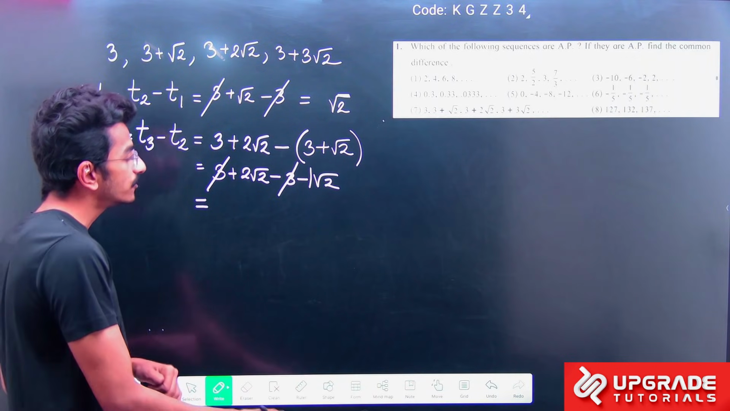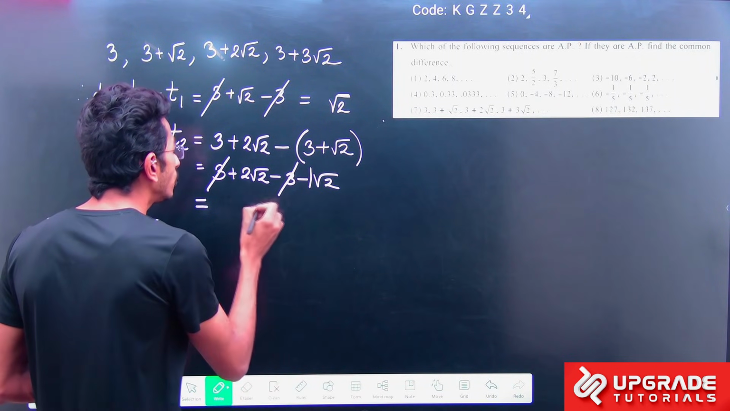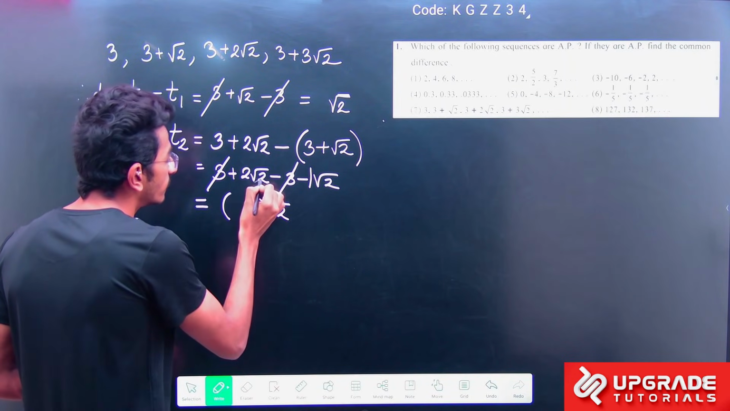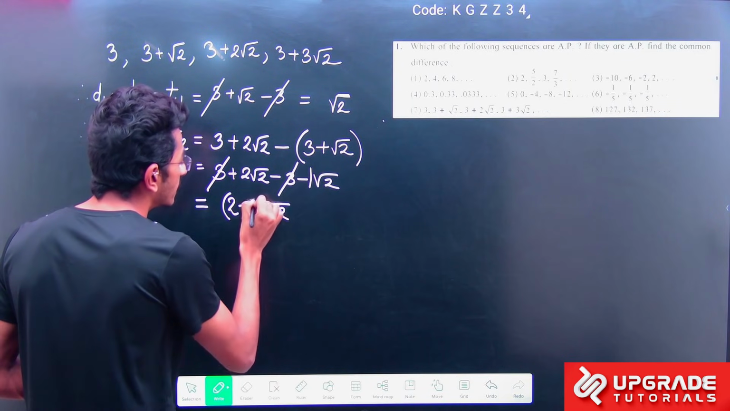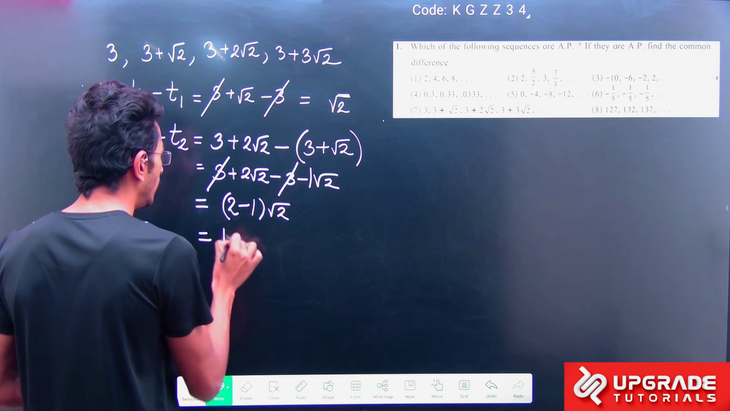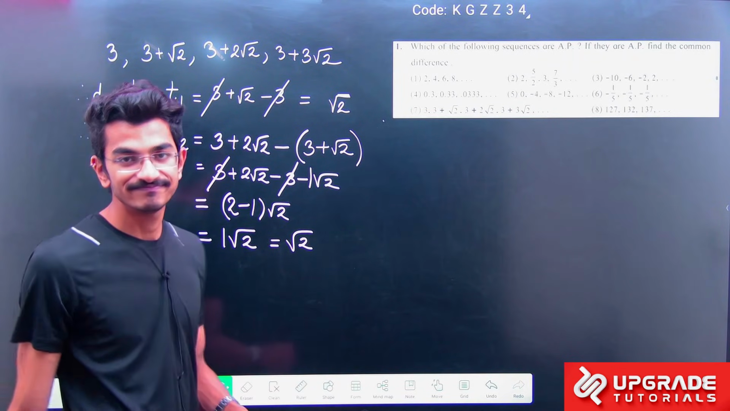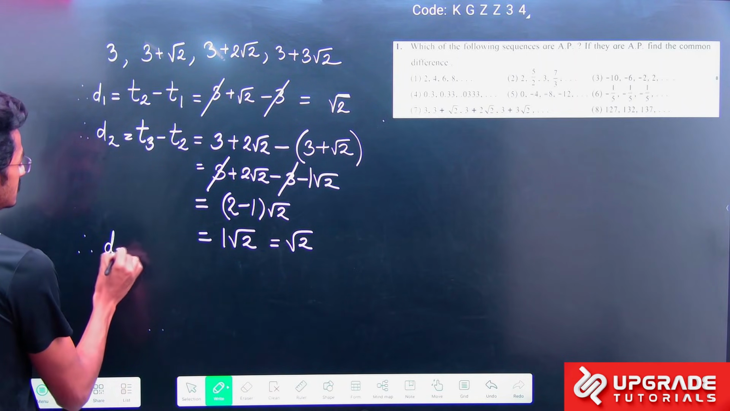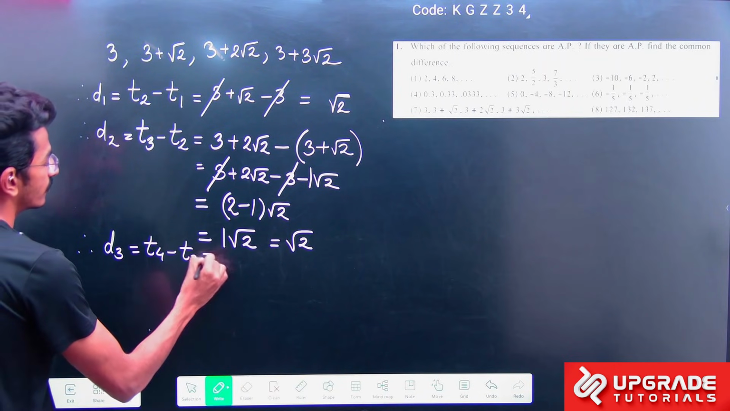Okay. So which are the root digits? Root 2. So I take common root 2. If I take root 2 common from here, the digit remaining is 2, and here it is minus 1. So 2 minus 1 is 1. 1 root 2, which is only equal to root 2. Understood? Easy now? Yes. So D3 is equal to T4 minus T3.